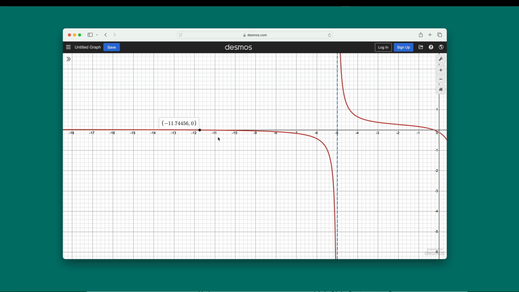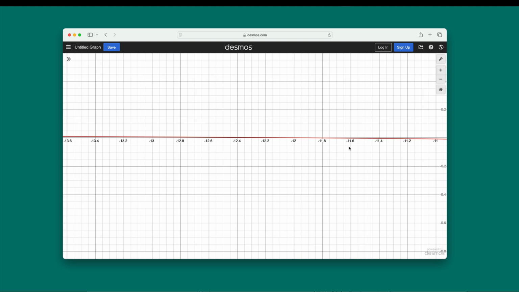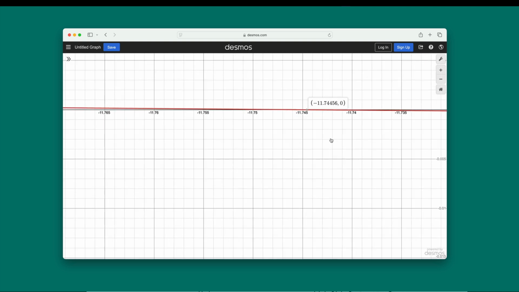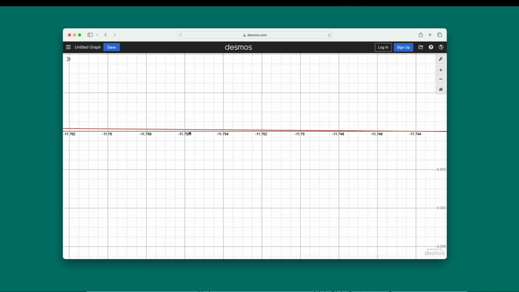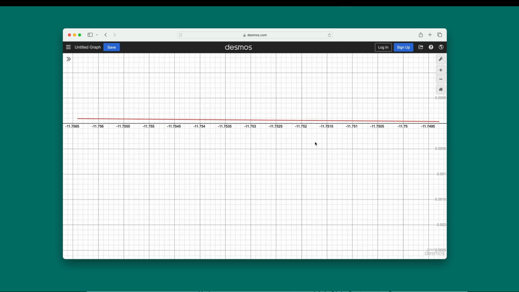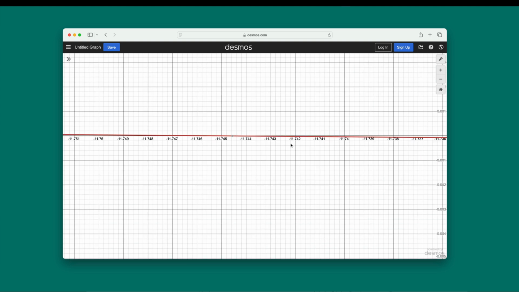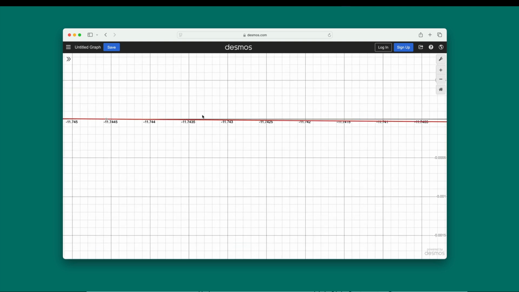About -11.744. You can't even see that it goes up, but if you zoom in close enough, you can make it out. You can start seeing that it's above the x-axis, very close to the x-axis. But if you zoom out, once it passes the zero here, it starts going below the x-axis. So we know that to the right of that zero, -6 minus root 33, it's going to be below the x-axis.